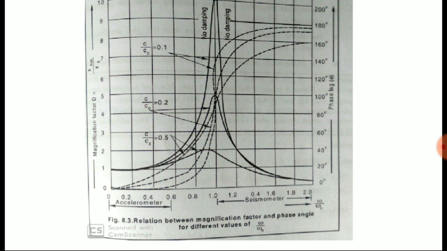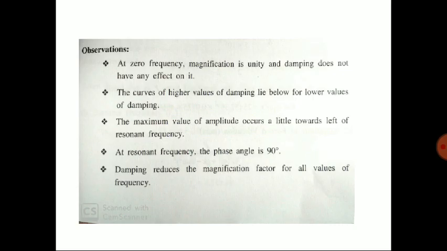Is it right? When the dynamic magnification factor D increases, that means the denominator decreases. Since the c by cc term is in the denominator, the c by cc term decreases. You can see 0.5, 0.2, 0.1 like that. So this thing only you have to remember. This much only is required, not more than this. If you want, you can read the further observations here.